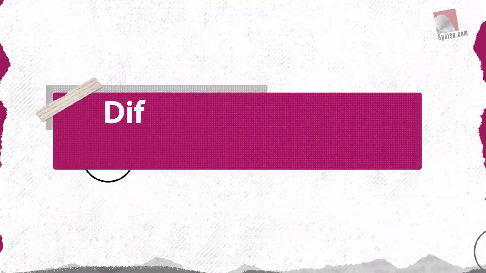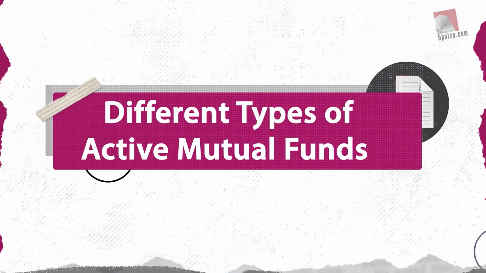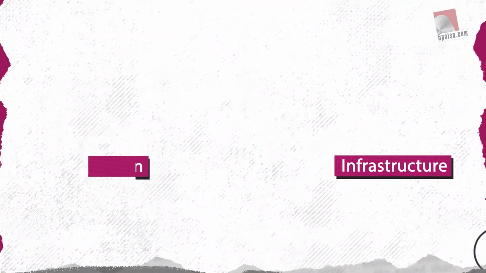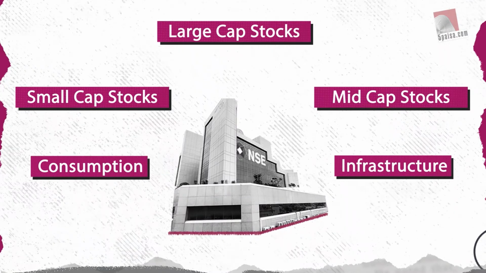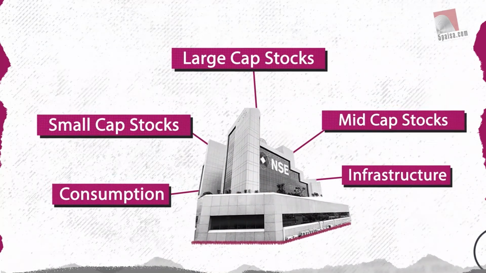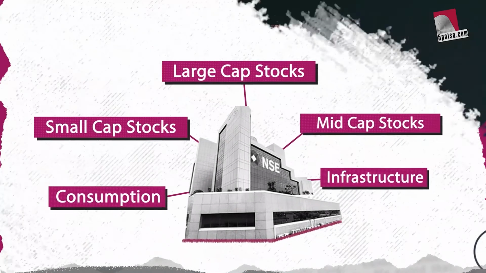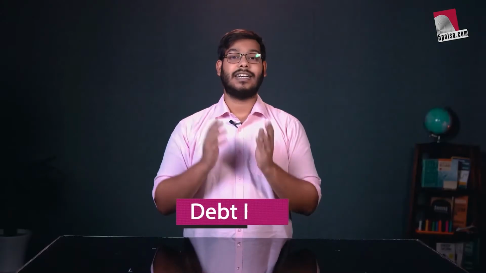So let us now take a look at the different types of active mutual funds. And let's start with the equity fund. So an equity fund is a type of mutual fund that actively invests in the stock market. These are very high risk funds, but they also aim to generate higher returns than the index themselves. And they also invest in special types of themes like infrastructure, consumption, large caps, mid caps, and even small caps. So they are completely linked with the market, and that is why as the market moves, the fund also behaves the same way.